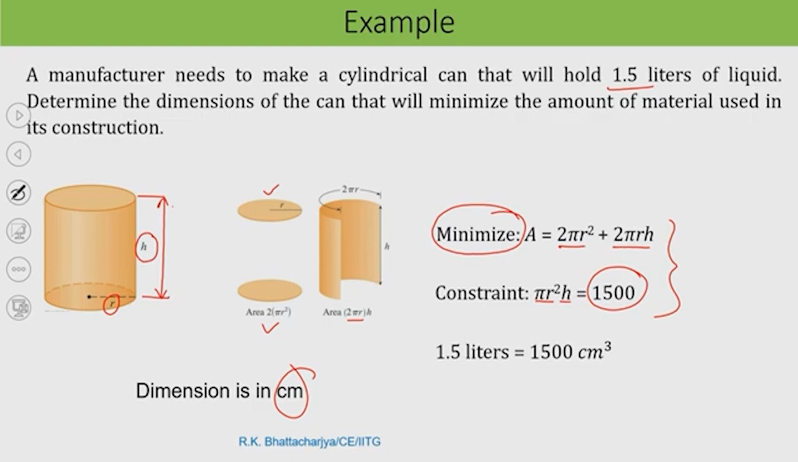Now, if I solve this problem, I will get the values of r and h, and that will be the optimal solution. If you use that, the construction cost of this particular can will be minimum. We will find out the values of r and h anyway. Today we are not solving this problem. We are just trying to show you how you can formulate an optimization problem.